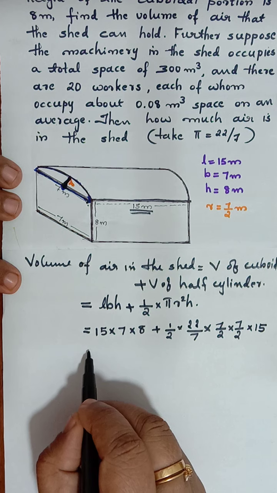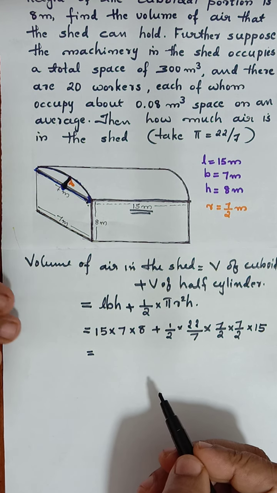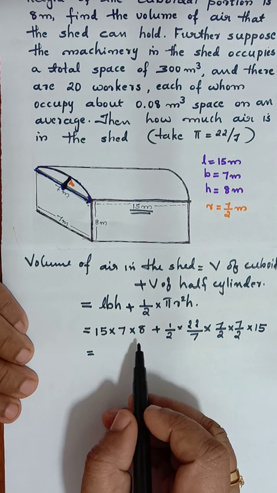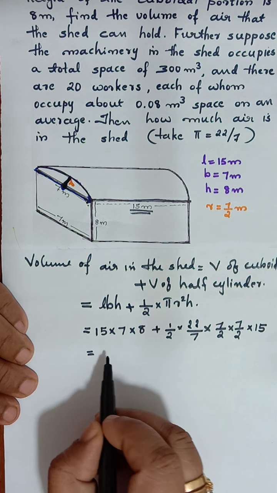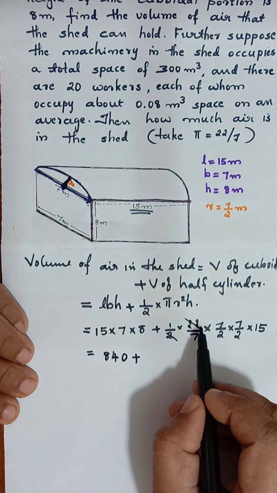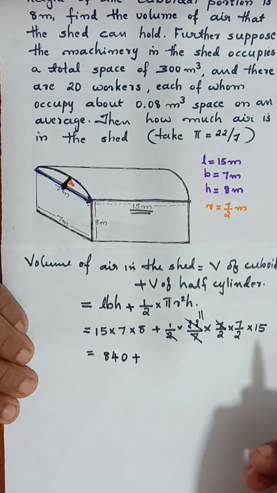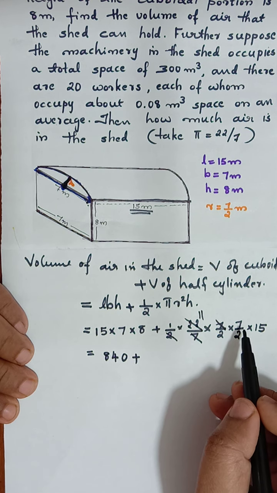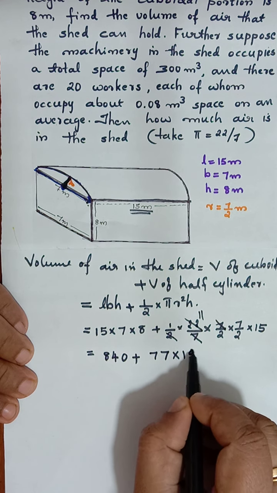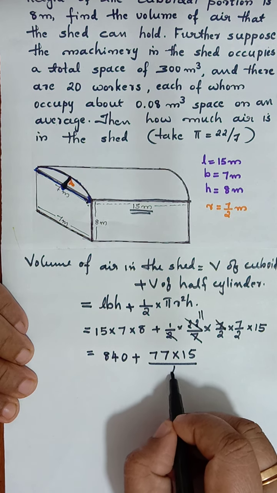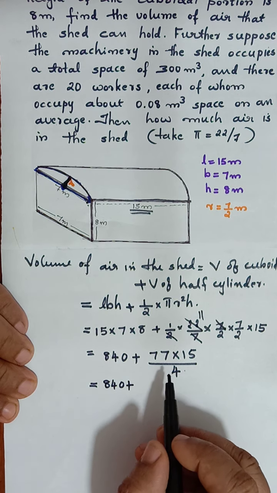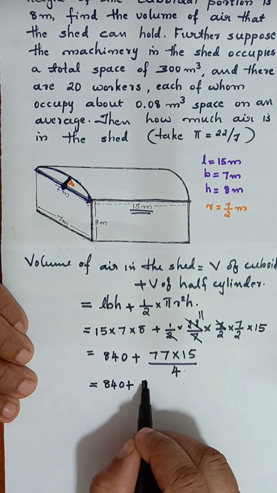So 15 into 7 into 8. 7 8s are 56. 15 into 56 you have to multiply, we'll be getting 840. Now simplify this. We are getting 11, 7 cancels. So 11 into 7, 77 into 15, divided by 2 2s are 4. So it comes as 840 plus 77 into 15 you have to multiply.